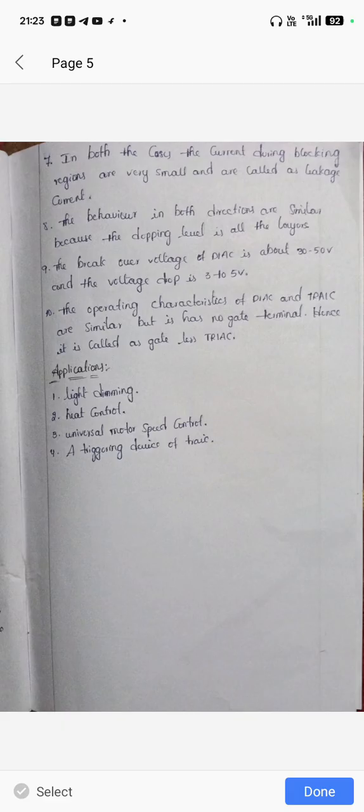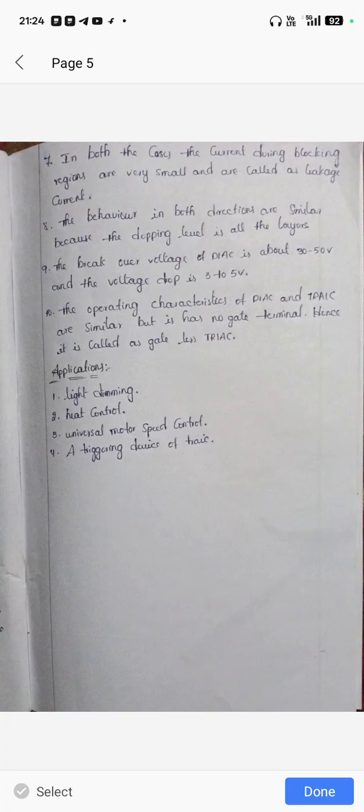In both cases, the current during the blocking regions is very small and is called leakage current. The behavior in both directions is similar because the doping level is the same in all the layers. The breakover voltage of a diac is about 30 to 50 volts and the voltage drop is 3 to 5 volts. The operating characteristics of diac and triac are similar, but it has no gate terminal, hence it is called a gateless triac.